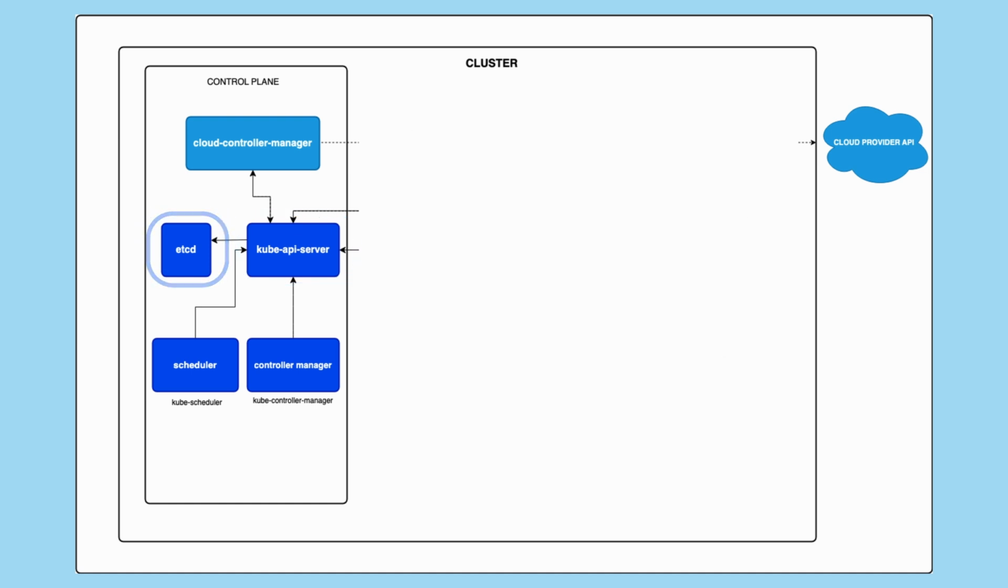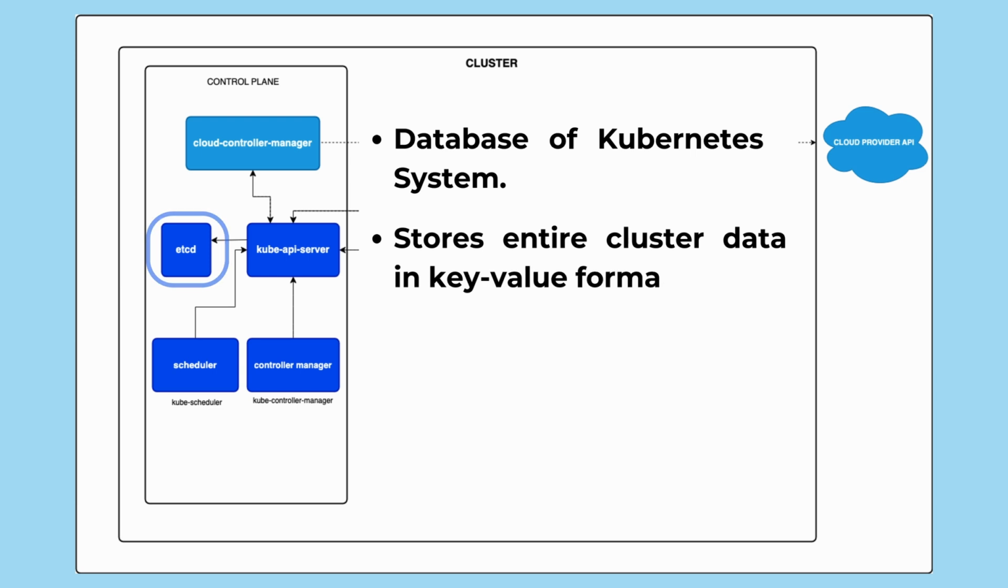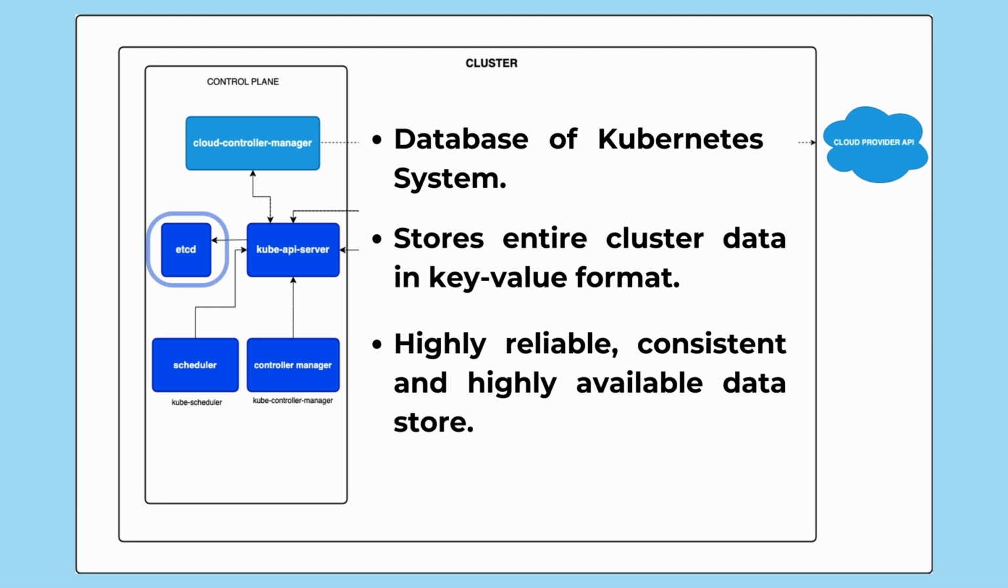etcd. Now this is the database of the Kubernetes system. It stores the entire cluster state in a key value format, including details about pods, nodes, configuration, etc. Now this is a highly reliable, consistent and highly available data store.